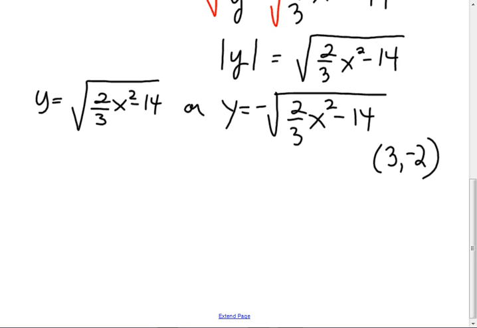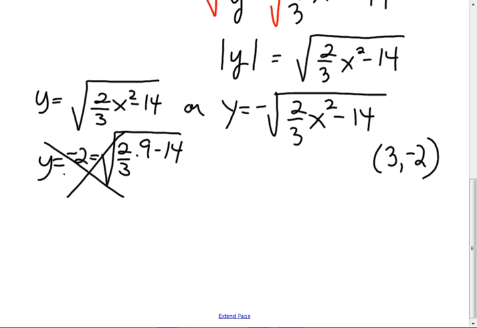If it makes both true, then it's not a function. If you put in x is 3 here, you get y equals negative 2 equals the square root of 2 thirds times 9 minus 14. Square roots are always positive. Is that true? Square roots are always positive. So that's not true. Let's try this one. Negative 2 equals negative square root of 2 thirds of 9 minus 14.